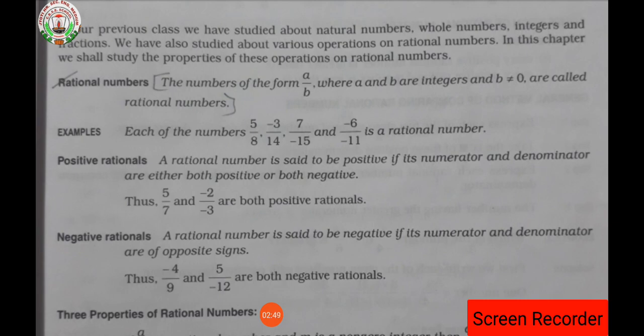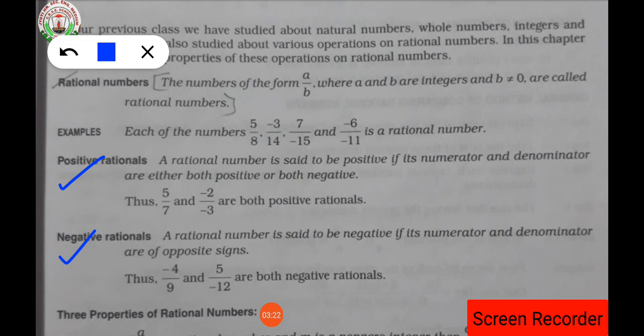Okay. Now let's see how many types of rational numbers exist. Integers have three types. First is a positive integer, second is a negative integer, and third is neutral, isn't it? In the same way, two types of rational numbers exist. The first is the positive rational number, and the second type is the negative rational number. These are the two types of rational numbers.